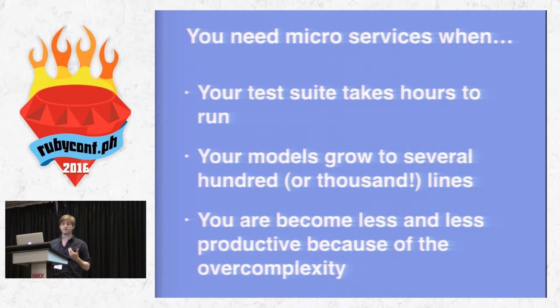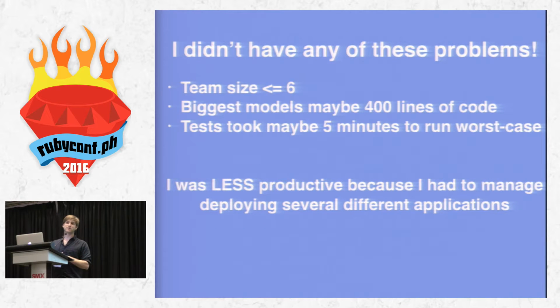But the thing is, with my team, we didn't have any of these problems. We were a team size of less than 6 people. Our biggest models were like 400 lines of code. Our tests only took 5 minutes or less to run. But I was less productive because I was managing deployment for all these different applications, managing all these different API endpoints. So I was wondering, why in the beginning we had to create this very complex design.